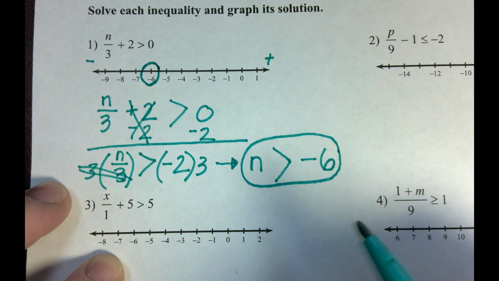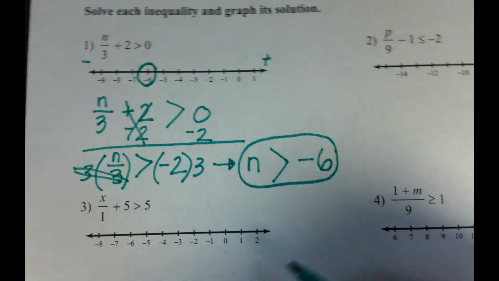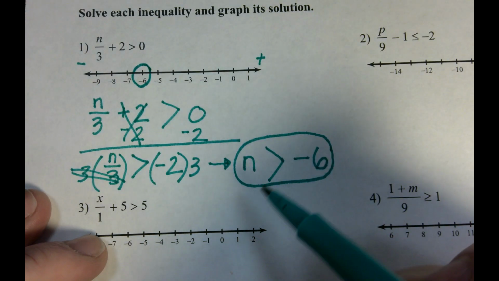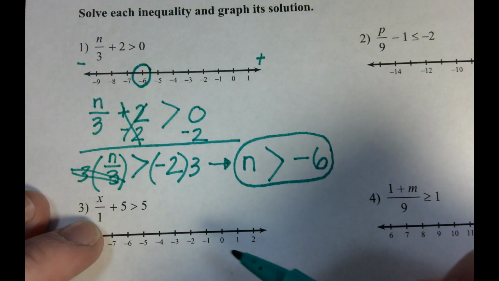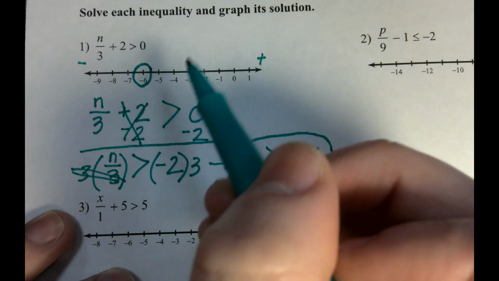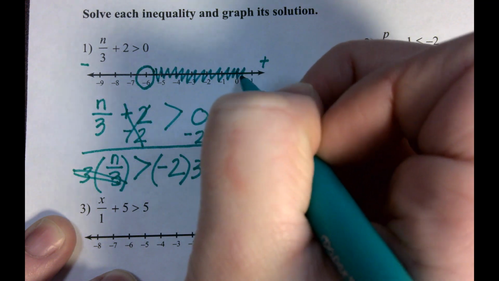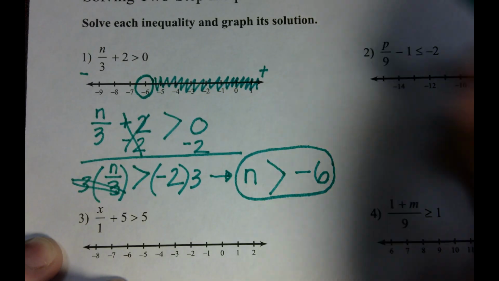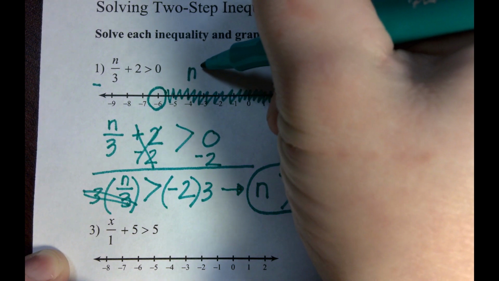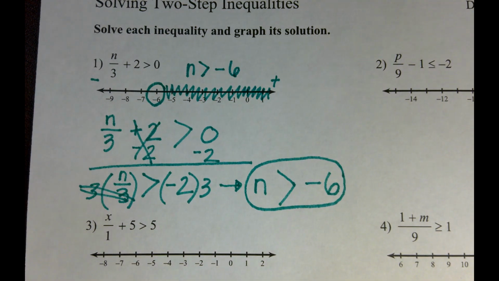Circle that negative 6. And do we shade it or leave it open? Leave it open. It's not equal to negative 6. It's greater than negative 6. In what direction do we shade? To the right, towards the plus, where numbers get bigger. That would be your answer to number 1. I'm just going to write my answer above it. N is greater than negative 6.